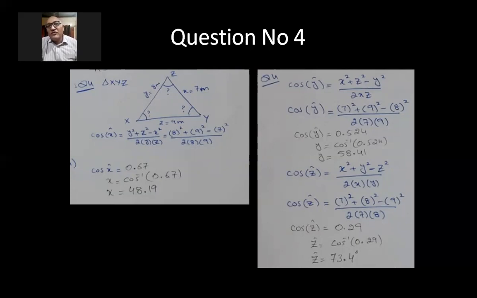The cos will come to this side and it becomes cos inverse. In your calculator, you will write shift cos answer equals. You get 48.19. So the angle X will be 48.19.